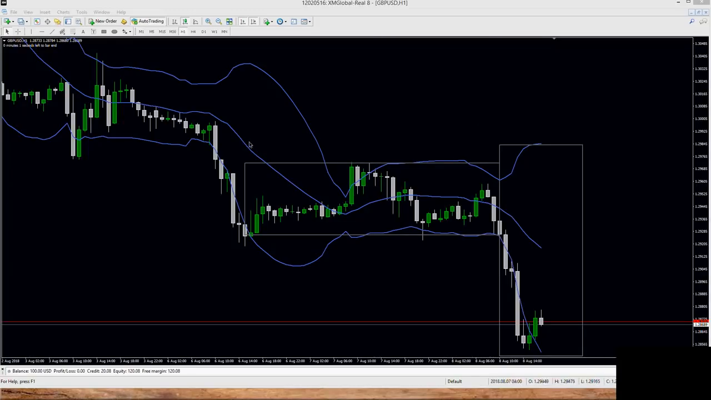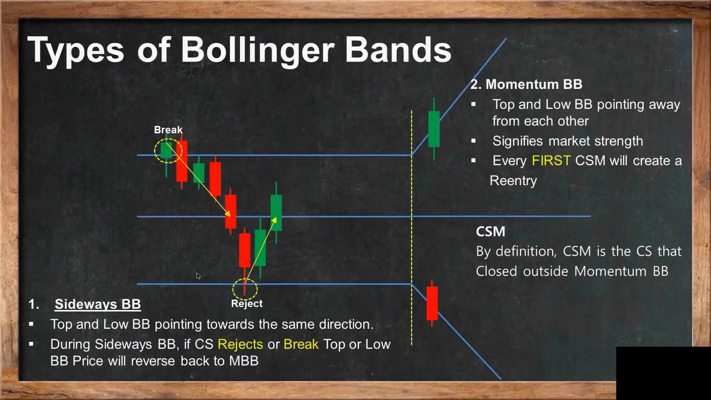Okay. All right. So is everyone clear with sideways Bollinger Band? So let's just go back to the notes earlier on. So that's a good example there at GU. We have a candle break and a candle reject.